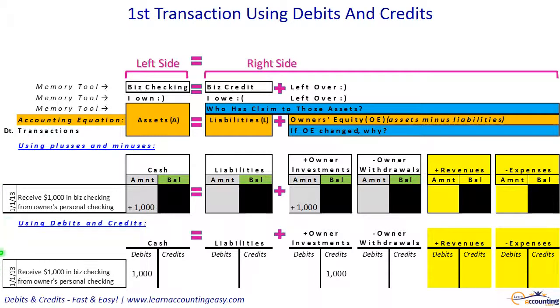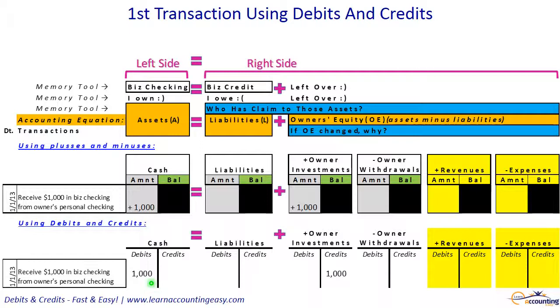debits and the credits. So the transaction we were looking at for January 1st, where we received $1,000 in business checking from an owner's personal checking account. Earlier, we plussed up the cash count by $1,000, and then over in owner investments, we put a plus 1,000. Well, here, it's going to be a little different. Since one of our rules said asset accounts, such as cash, are always debited to increase the account, that means we've got to put the 1,000 here.